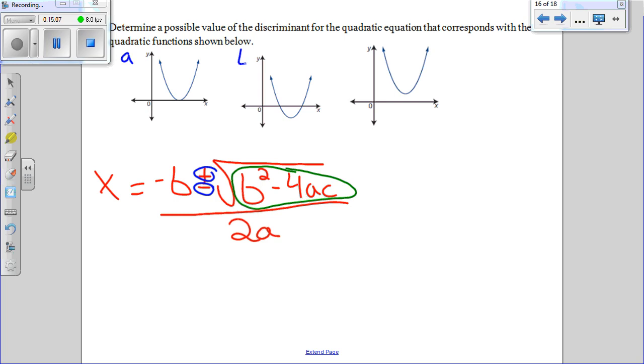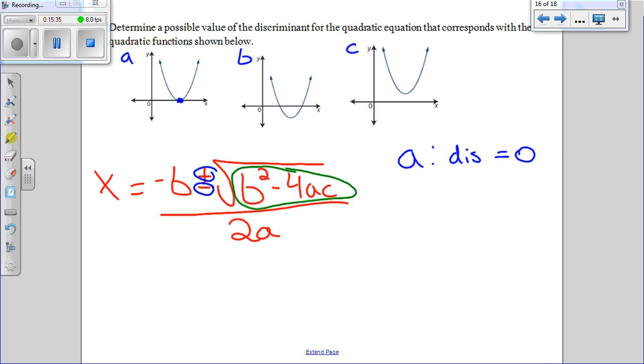For the quadratic equation that corresponds with the functions below. For A, a possible discriminant for A, there's only one answer. There's only one x-intercept. That means the discriminant must equal 0. One x-intercept, discriminant must equal 0.